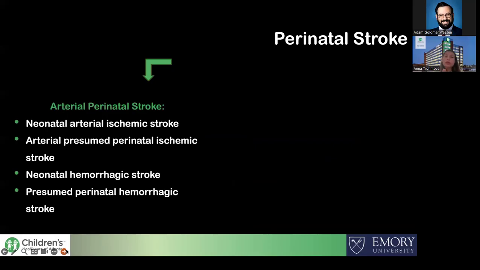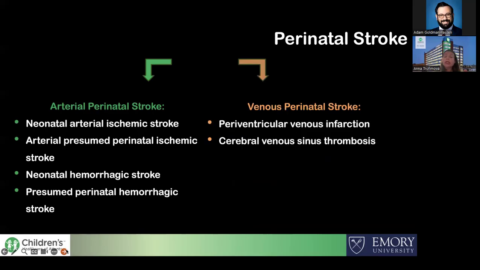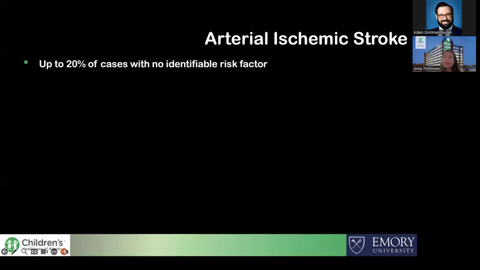So first of all, similar to adults, we can divide all perinatal stroke into arterial and venous in terms of its etiology. So if we're looking into the subgroup of arterial perinatal stroke, this includes 4 separate entities, including neonatal arterial ischemic stroke, presumed arterial perinatal ischemic stroke, hemorrhagic and presumed hemorrhagic stroke. And then in the subgroup of venous perinatal stroke, we can see perinatal periventricular venous infarction, as well as cerebral venous sinus thrombosis. So now let's just take a look a little bit closer at some of those specific strokes.